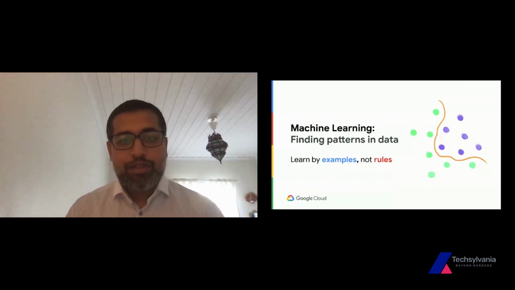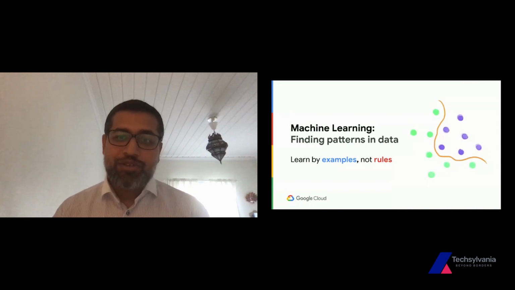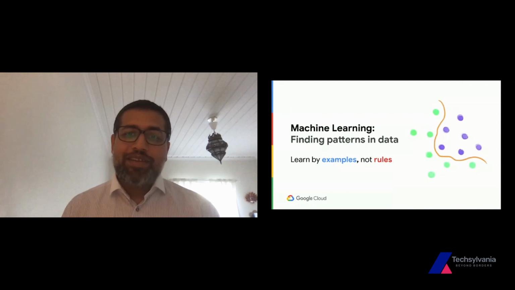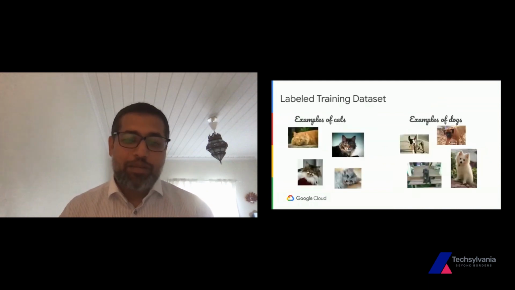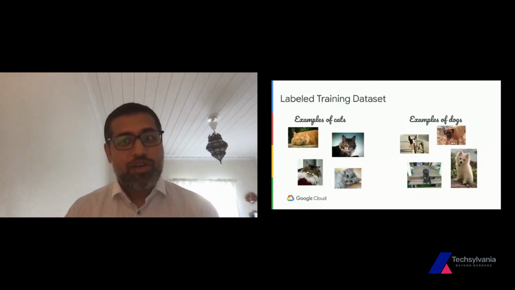A very simple and overused example: you have thousands of examples of cat images, thousands of examples of dog images. Now, it is extremely difficult for us to create or infer rules that, given an arbitrary image, we can apply and figure out whether that image is a cat or a dog. This is where machine learning has to come into play.